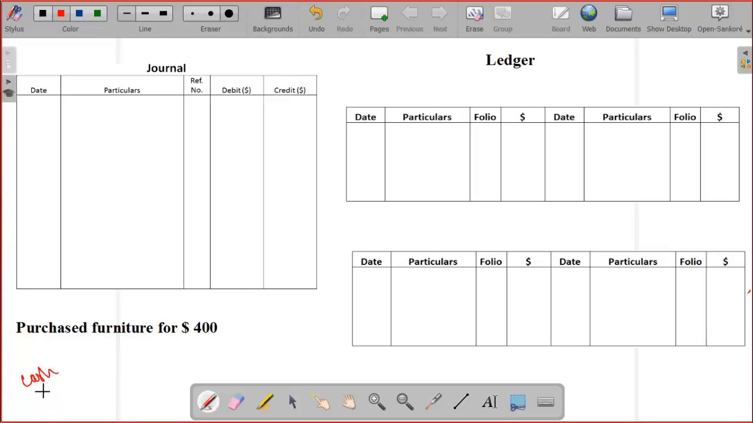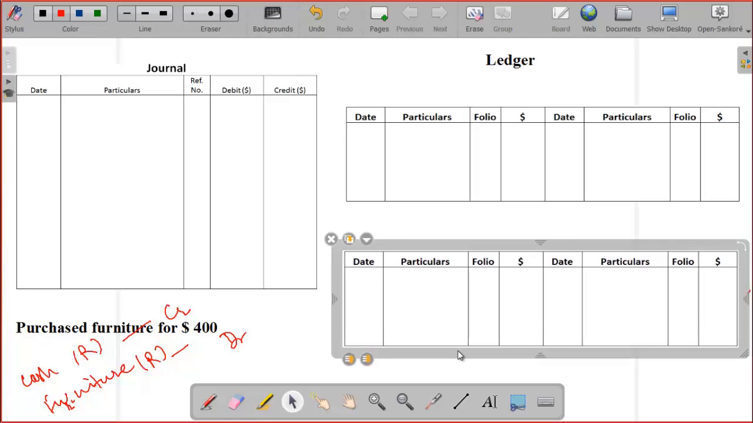And what is coming into the business? Furniture. Furniture is our asset. Furniture is coming into the business, and furniture is our asset. So cash is a real account and furniture is also a real account. Both are real accounts, and the real account rule says: debit what comes in, credit what goes out. Furniture is coming in, so debit; cash is going out, so credit. Is that clear?